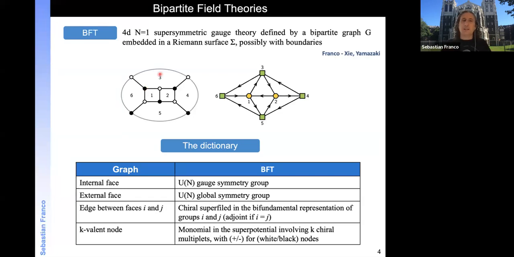These theories are interesting because they have a still rich but very constrained structure that comes from the fact that they come from these bipartite graphs, which allows for connection to a lot of combinatorial objects that I will discuss and some toric geometry. It's just because of how they are constructed from these graphs.